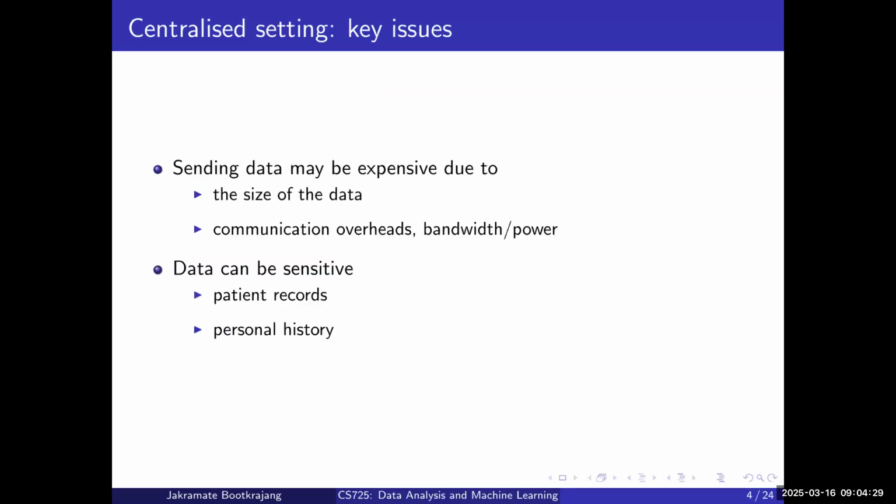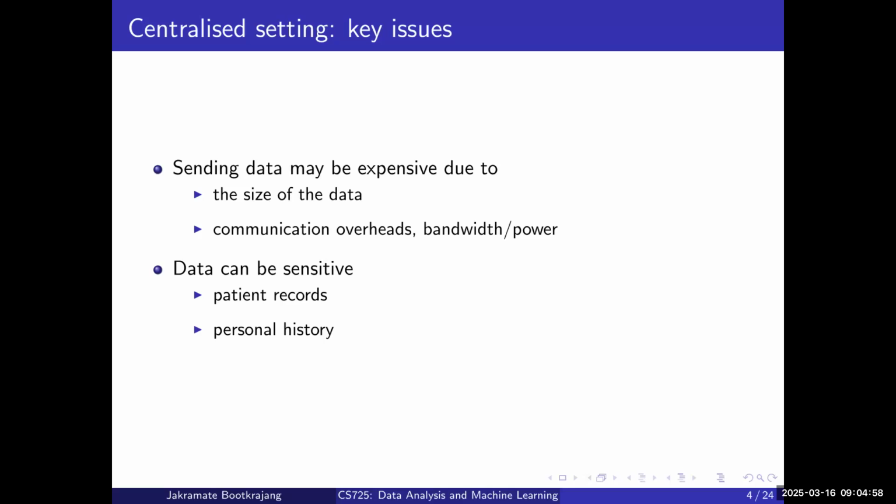So the centralized setting is actually a key issue because, well, if you want to send data, right, there could be a cost of sending data. Everything is not free. It can cost maybe your bandwidth, right? When you upload, you need to take a portion of your internet, and that could also take time, right? Some data can be sensitive.